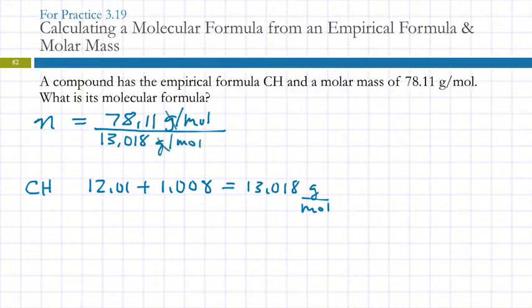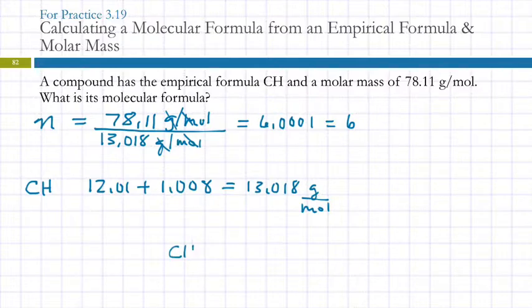The units cancel out. 78.11 divided by 13.018 is 6.0001. So that is 6. That tells me the molecular formula is 6 times more massive than the empirical formula. It contains 6 of the empirical formulas.